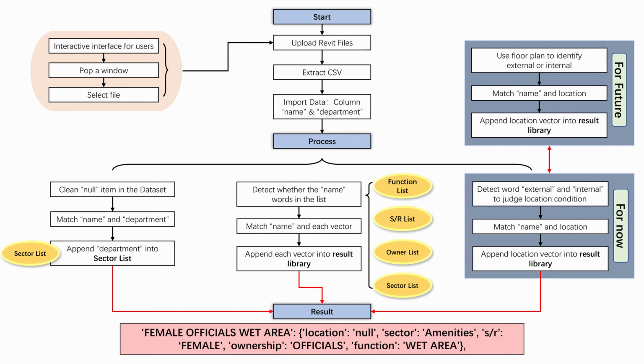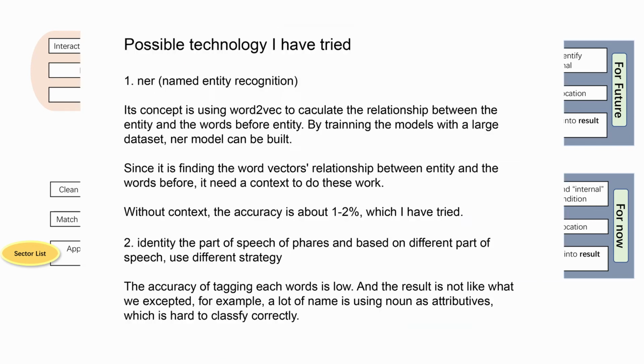The result I showed here is extracted from the prototype result. As you can see, female officials wet area. The location information for now is null. Sector is amenities. Size and relationship is female. Ownership is officials and the function is wet area.